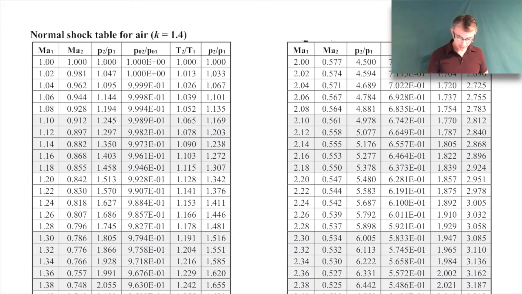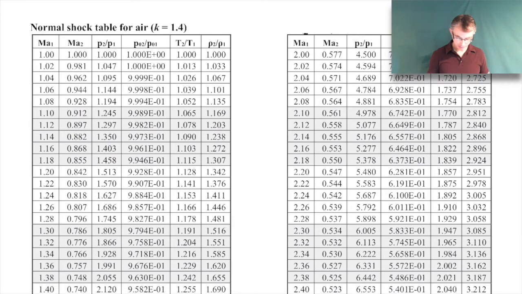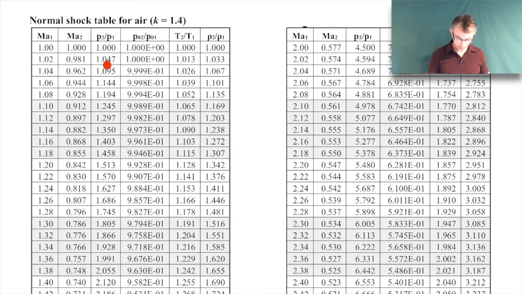What you'll see here is the upstream Mach number, and then the corresponding downstream Mach number. You can see it's supersonic upstream and you get a subsonic downstream Mach number. This is the pressure ratio across the shock. As the Mach number increases, the pressure ratio increases. Here's the stagnation pressure ratio and how that decreases as you go across the shock. Here's the temperature ratio that increases. Here's the density ratio that increases. And I didn't put in here the sonic area ratio.